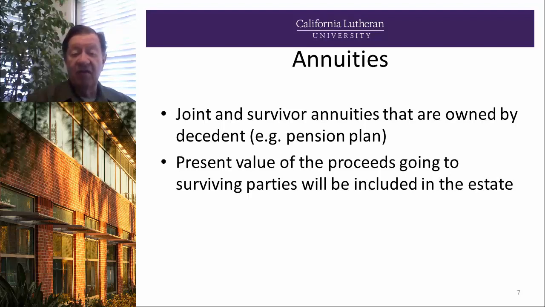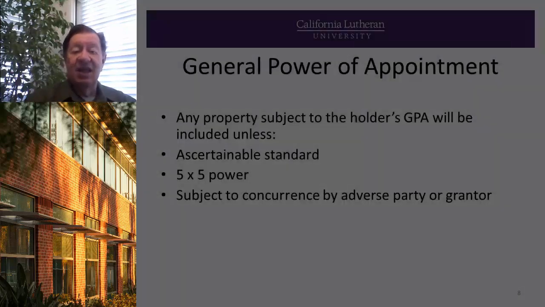Next is present value. The proceeds going to surviving parties will be included in the estate, and it's the present value. You have to use the IRS tax tables, and there they show you what the interest rates are to use for making the calculation. It varies. Some of these rates change monthly, some quarterly, some annually. Right now, the rates are still relatively low, so it's not a big deal for the calculations. As far as being easy, it's the money that you're going to have to pay in taxes.